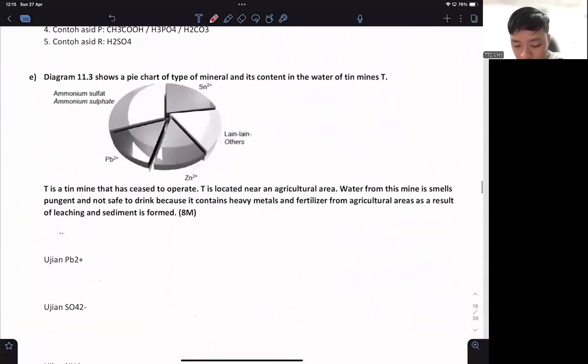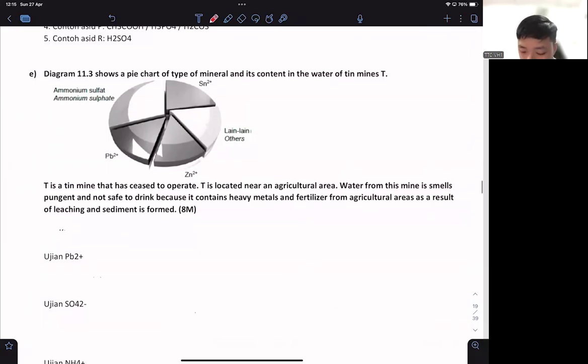Okay, now look at E. T is a tin mine that has ceased to operate. They say T is located in an agriculture area. So the water from this mine smells pungent and is not safe to drink because it contains heavy metals and fertilizer from agriculture as a result. So they ask what is the pungent... yes, pungent.